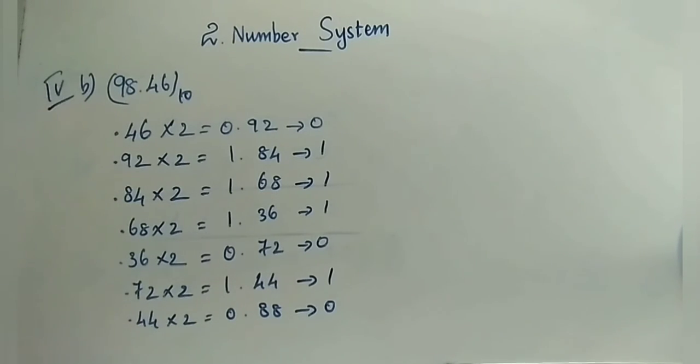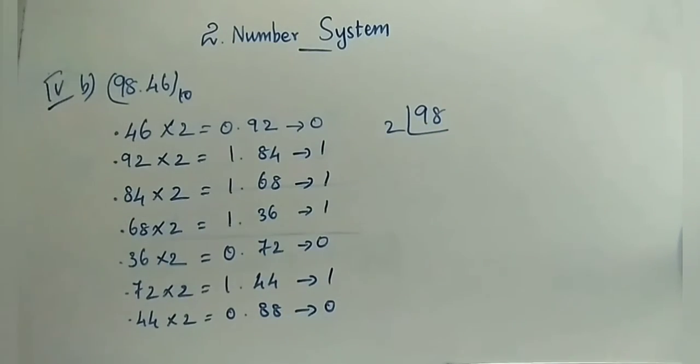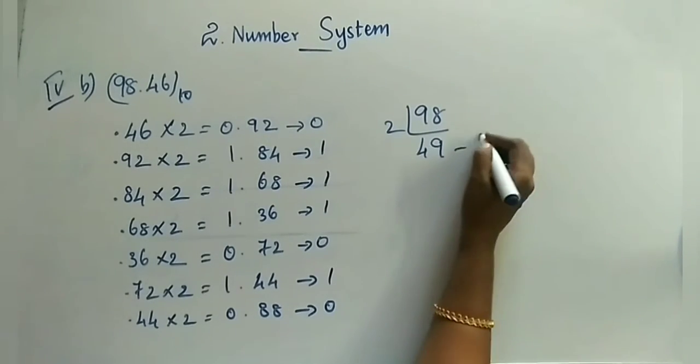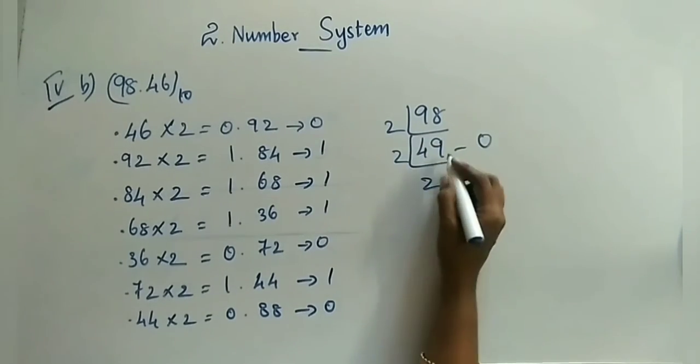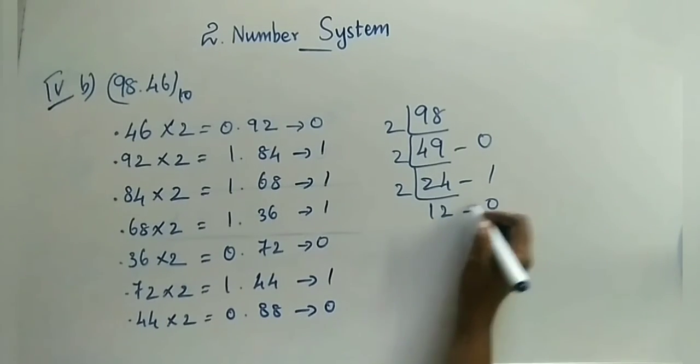That's all. Next we can go on with a repeated division for 98. What is the way, you people? 2 4s are 8, so remainder is 0. Then 2 2s are... 2 4s are 8, remainder 1. Then 12.